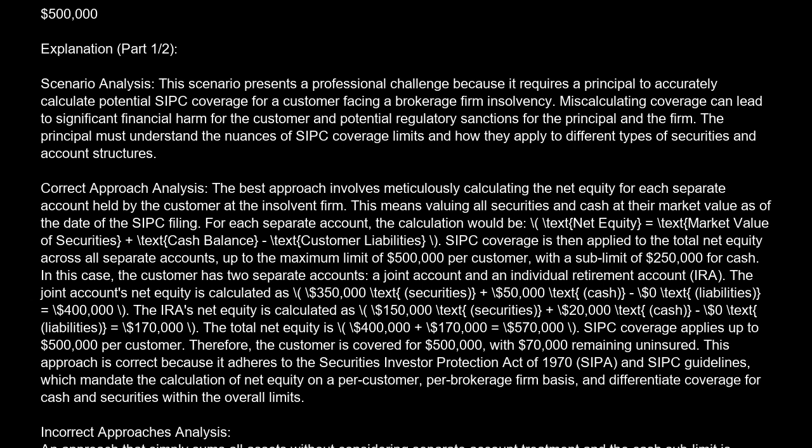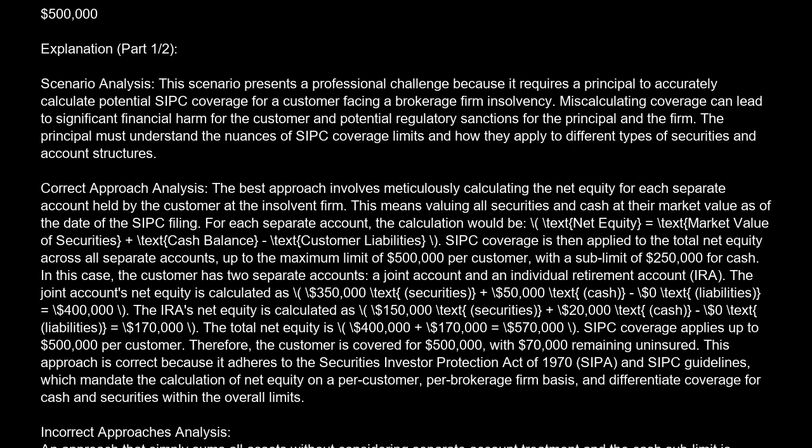The total net equity is $400,000 plus $170,000 equals $570,000. SIPC coverage applies up to $500,000 per customer. Therefore, the customer is covered for $500,000 with $70,000 remaining uninsured. This approach is correct because it adheres to the Securities Investor Protection Act of 1970 (SIPA) and SIPC guidelines, which mandate the calculation of net equity on a per customer, per brokerage firm basis, and differentiate coverage for cash and securities within the overall limits.